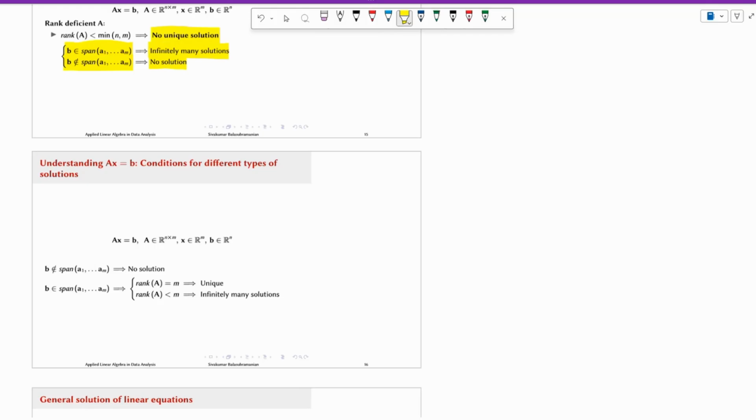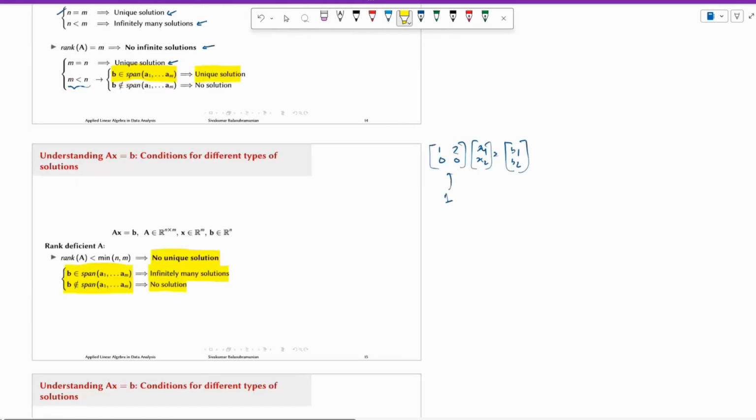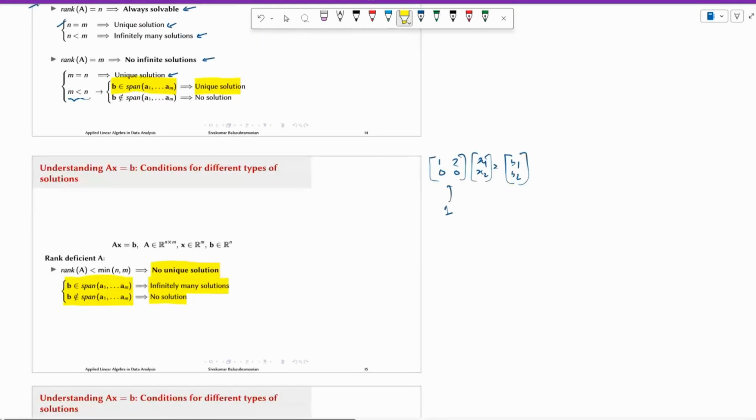For a rank deficient matrix, okay. Give me an example of a rank deficient matrix that's not square, or think of one. What about this? Is this rank deficient or not?